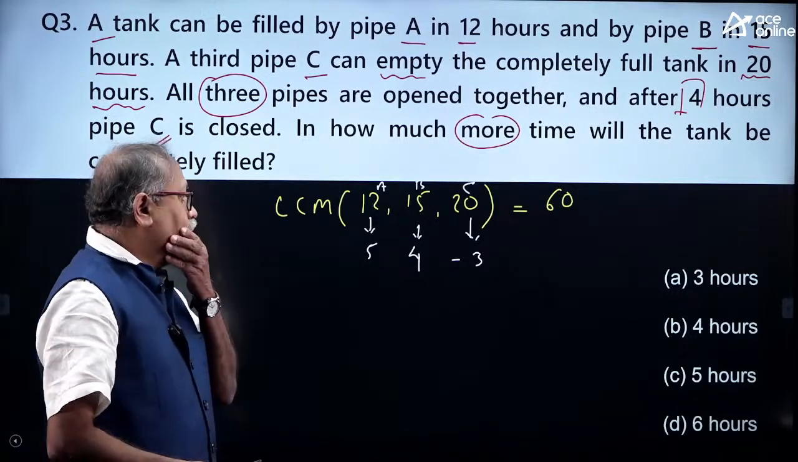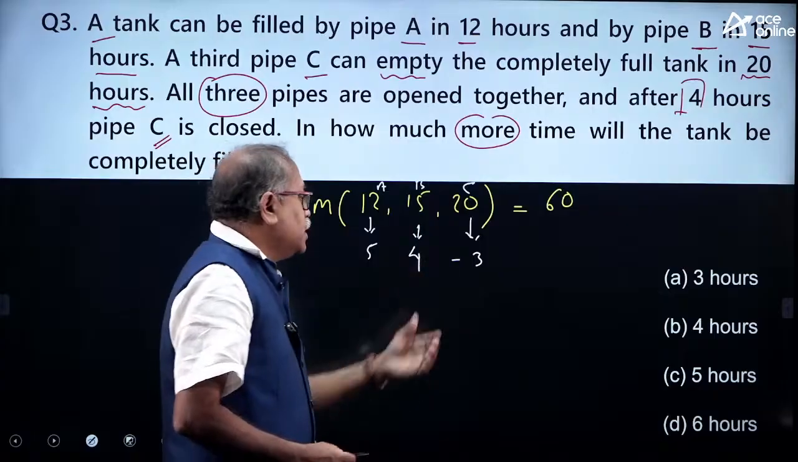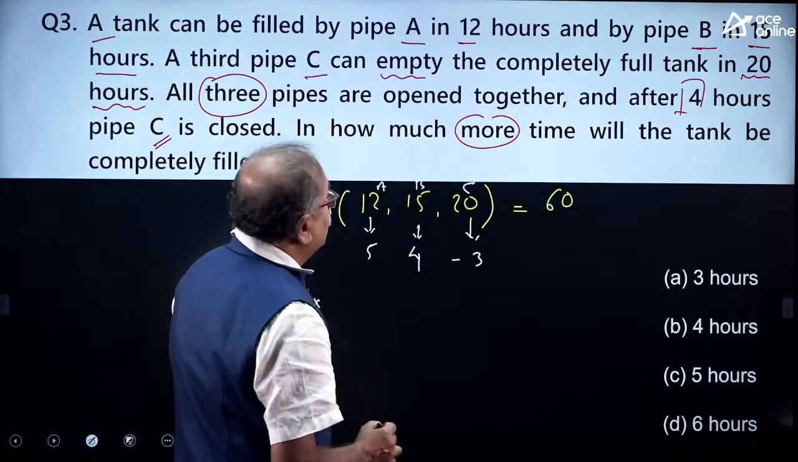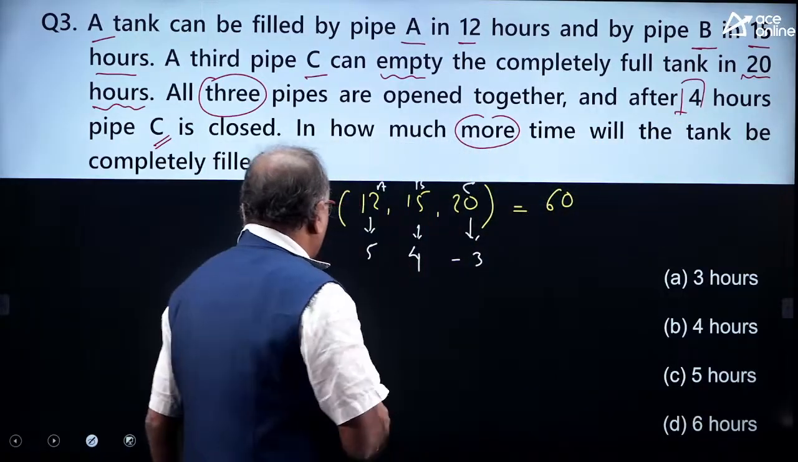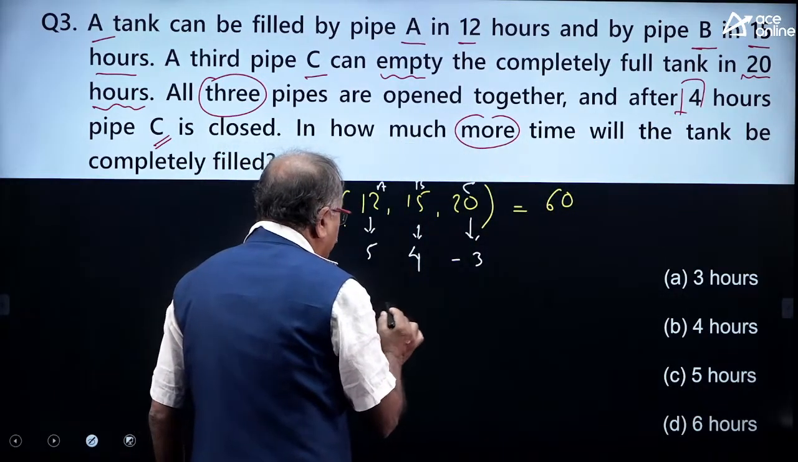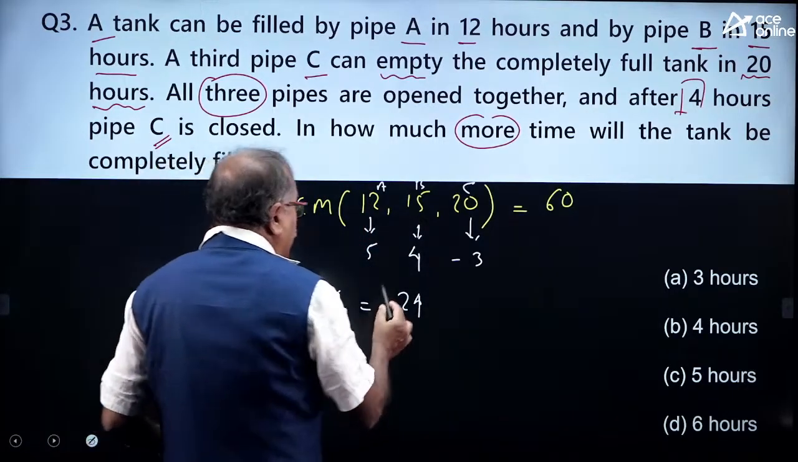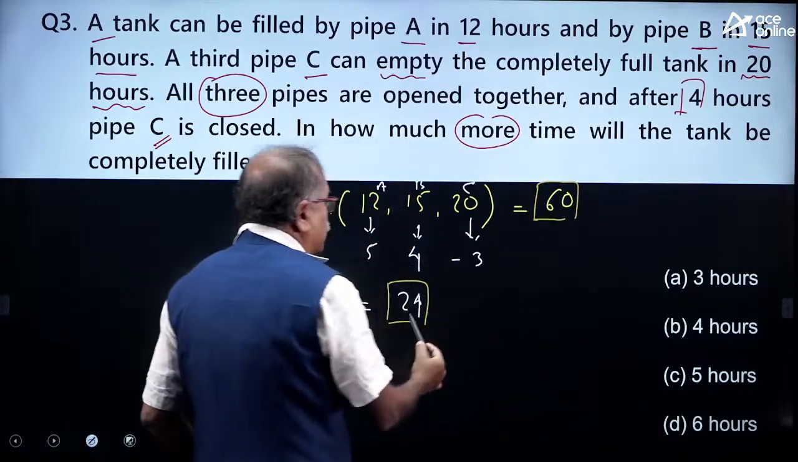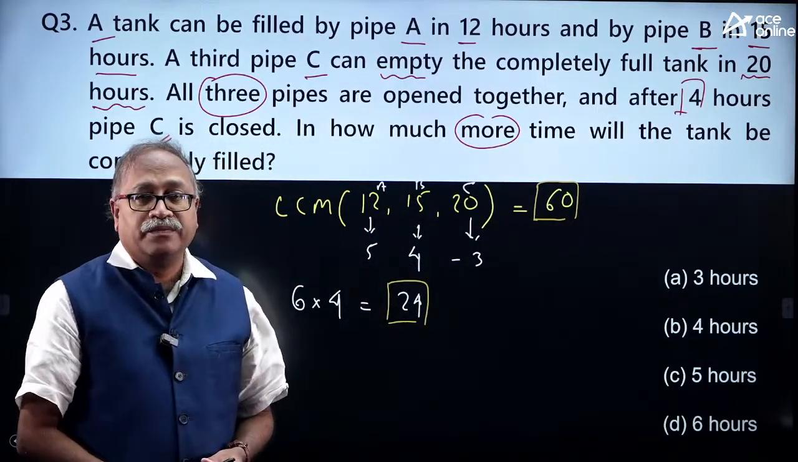Overall, how many units per hour if all three are open? 9 minus 3, that is 6 units, and all three are open for 4 hours. So 24 units got filled. What is the total number of units we have? The total is 60. Out of that, in the first 4 hours, 24 units are done.